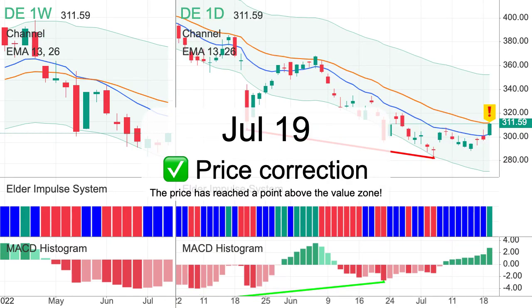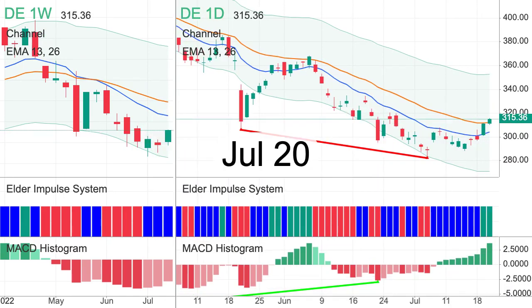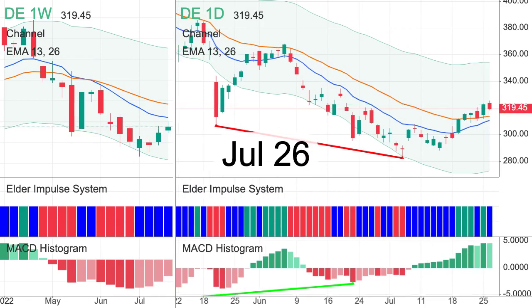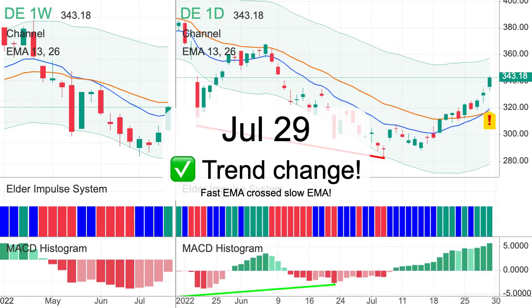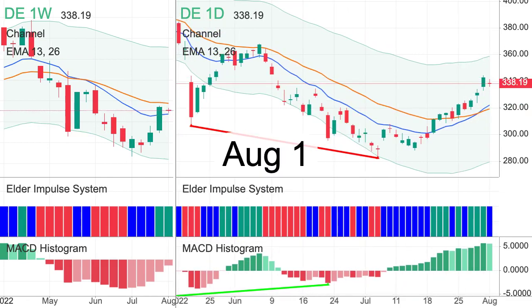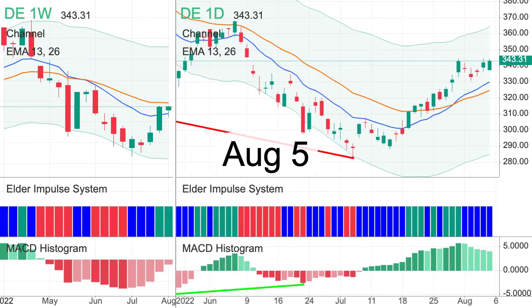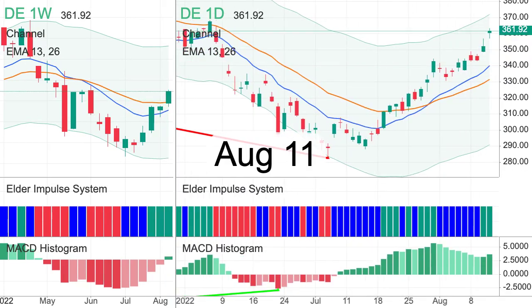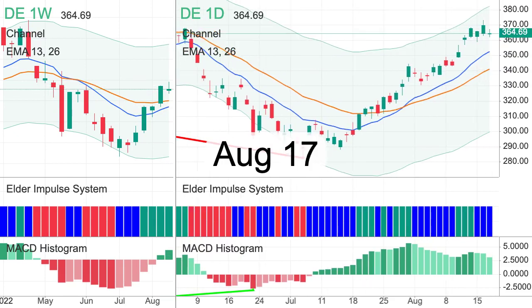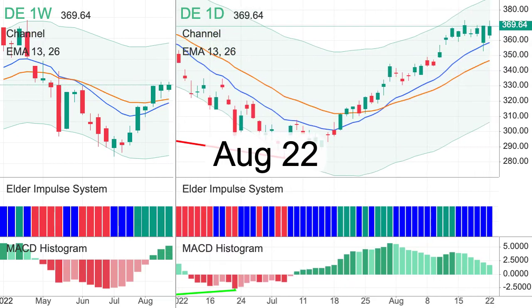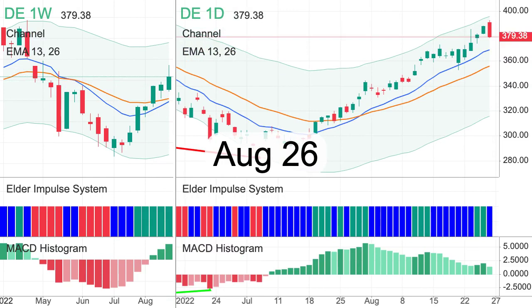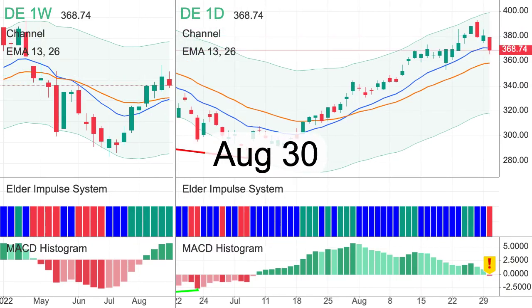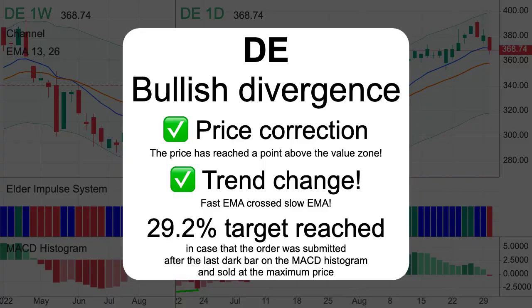The price has reached a point above the value zone. Fast EMA crossed slow EMA. MACD histogram crossed the zero line. 29.2% target reached.